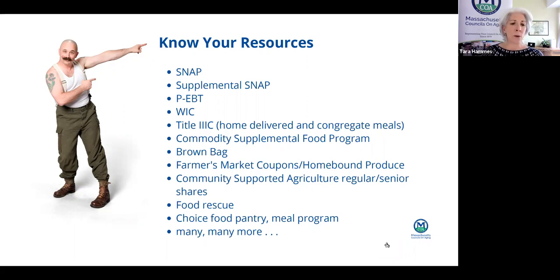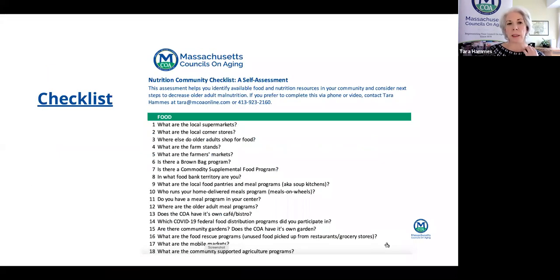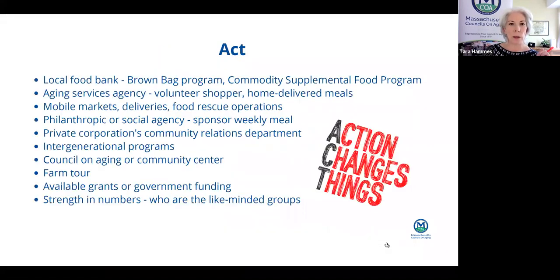And for folks, I'll put this link in the chat box. Ariel, the next slide, please. There's a self-assessment for your community. If you want to make sure that you're capturing everything that's available to folks, I think this tool has about 40 questions for you to think through, just to prompt you. Is there a brown bag program? What is a brown bag program? And if you don't know what any of these are, feel free to contact me. All righty. Go ahead, next slide.